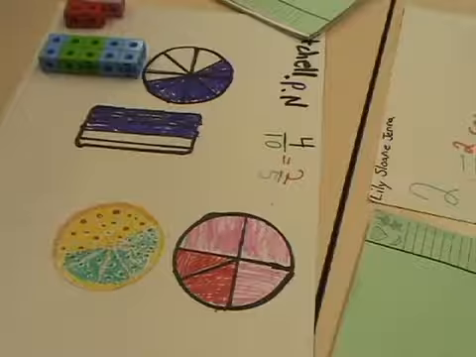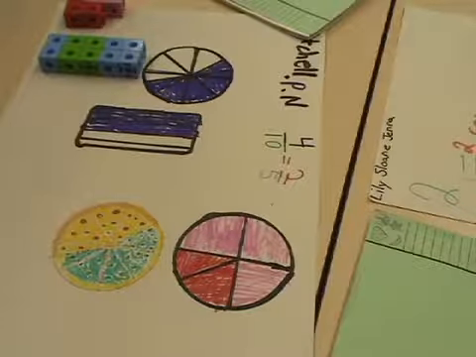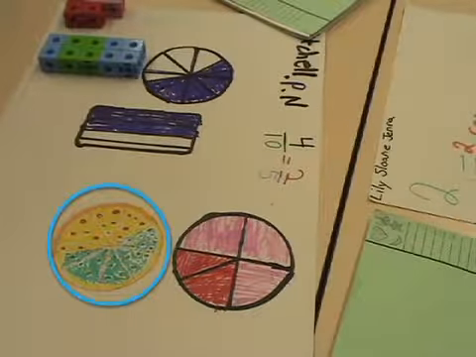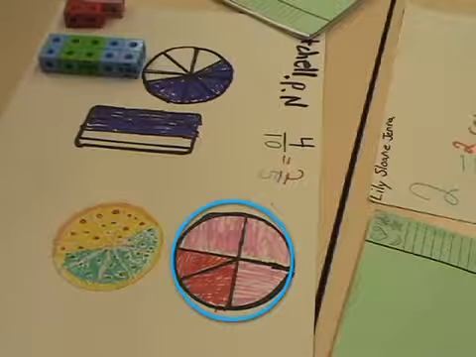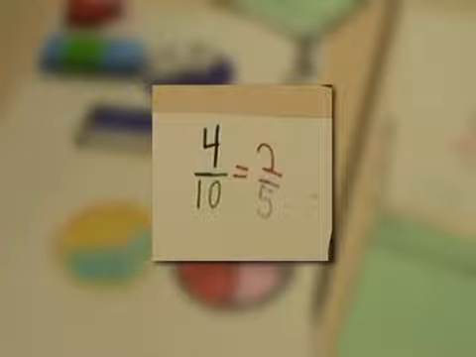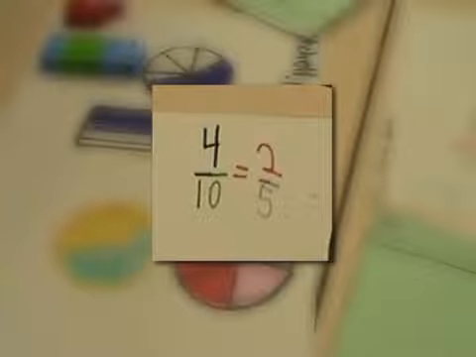Notice that these students have used 2 circles to model 2/5 and 4/10. One is nearly 1/2, while the other is 1/4. Yet they have correctly stated that 2/5 is equivalent to 4/10 at the top of their paper.